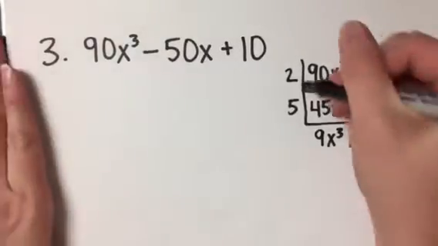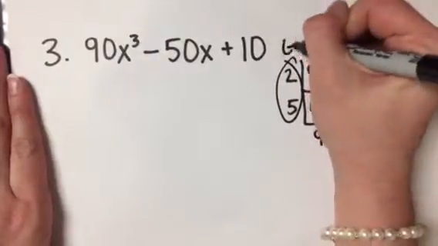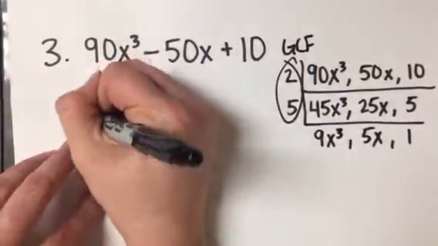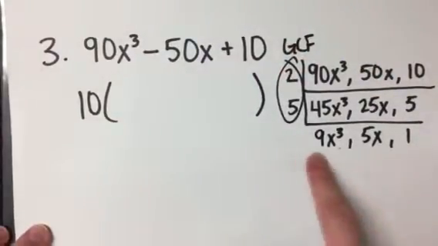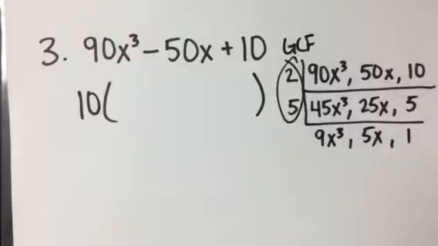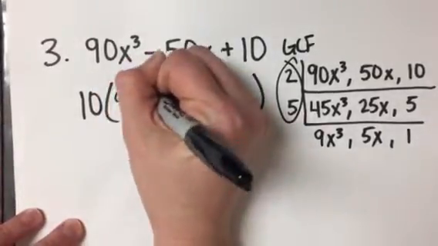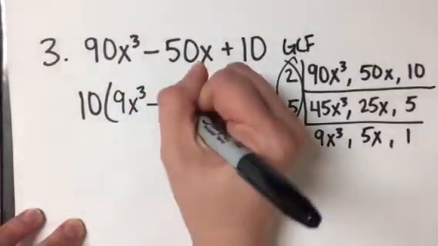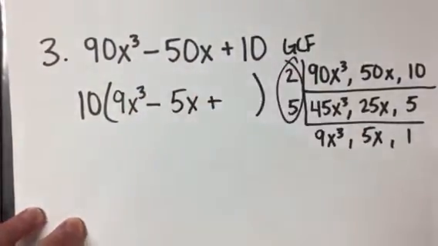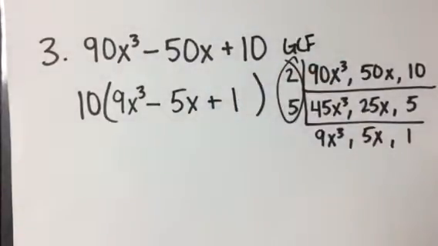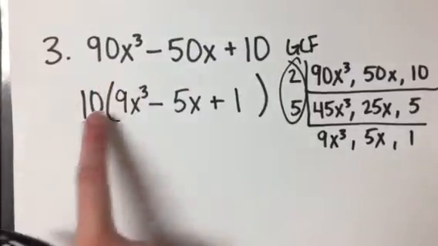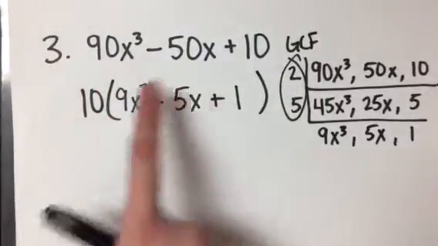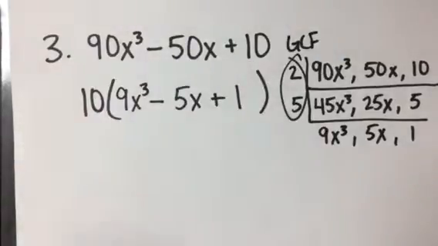Your GCF will be 2 times 5 in front of your parentheses, and then you'll put your leftovers, which are these terms here at the bottom of your prime factorization. So we get 9x cubed minus 5x plus 1. Again, you can distribute. 10 times 9x cubed gives you 90x cubed. 10 times negative 5x gives you negative 50x. And 10 times 1 gives you 10. To see this is the correct factored form of that problem.